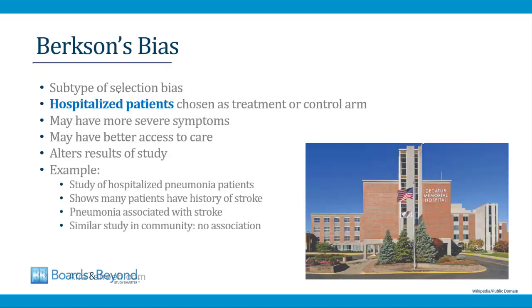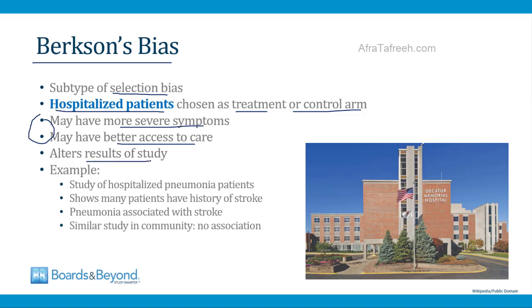Berkson's bias is another subtype of selection bias, and this type of bias occurs when hospitalized patients are used as the treatment or control arm in a study. In general, patients who are hospitalized tend to have more severe symptoms. They also tend to have better access to care because they have a nurse at the bedside and a doctor on call. And so both of these things can alter the results of a study.